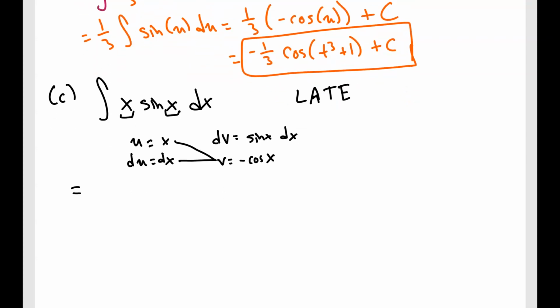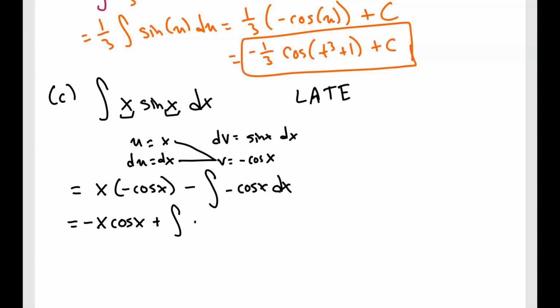Now let's go ahead and do the integration by parts. You have x times negative cosine of x, minus the integral of negative cosine of x dx. So this is going to give me negative x cosine of x. Negative and negative is a positive, so plus the integral of cosine of x dx. The integral of cosine is just going to be sine, so plus sine of x, and then plus c.